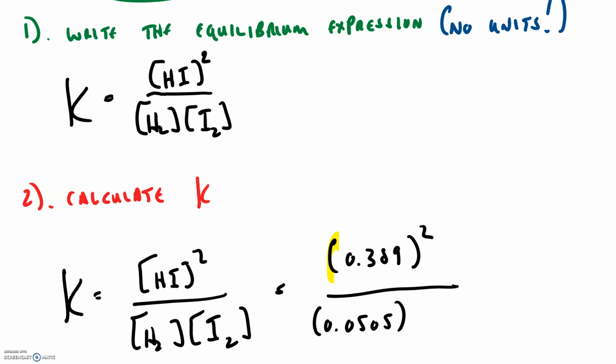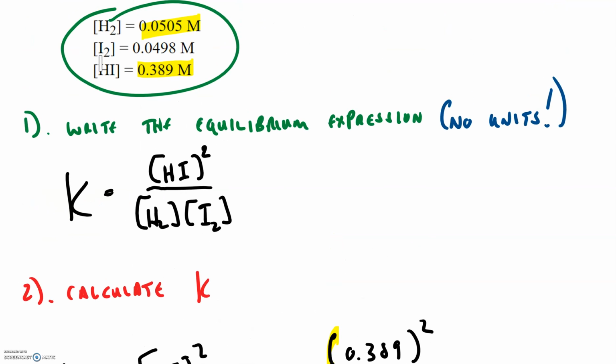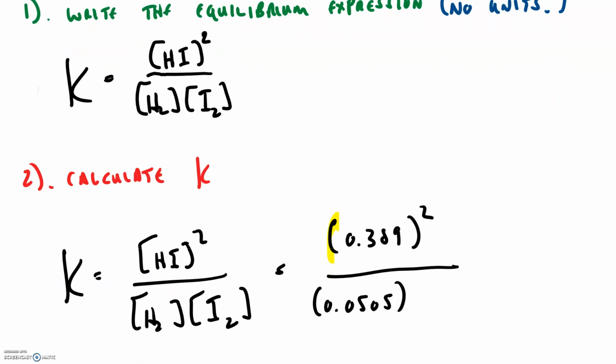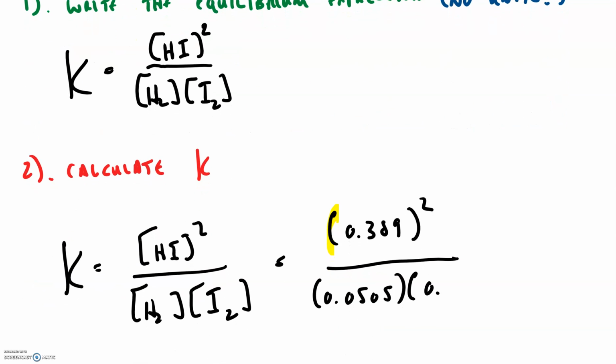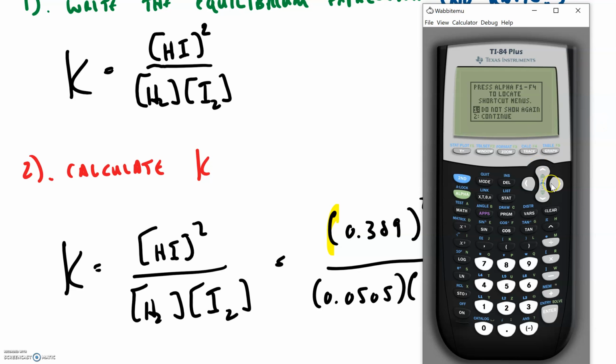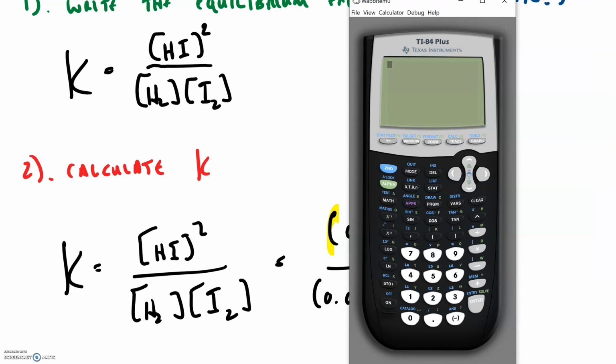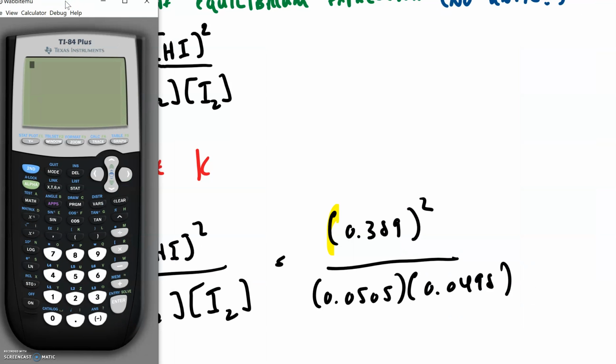And finally, the concentration of iodine. Right here, it tells us 0.0498 molar, and that's going to go right here, 0.0498. And we're not worried about the units. Okay, let's bust out our fancy calculator. It's been a while since I've used this thing. Let's see if it works. Wonderful. I'm going to put this over here so we can see what's going on.